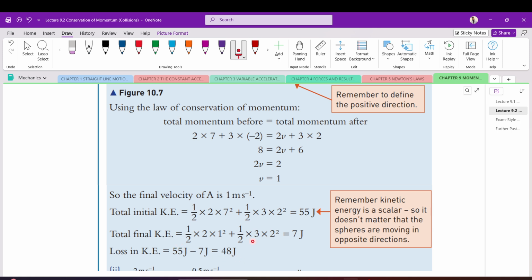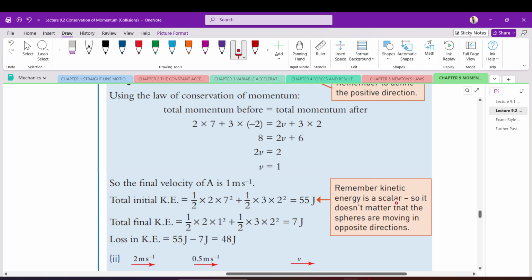However, if the question asks you to find the change in kinetic energy, then the change in kinetic energy will be the final kinetic energy minus the initial kinetic energy. In that case, this would be 7 minus 55, and that would be minus 48. So the change would have been negative in that case.